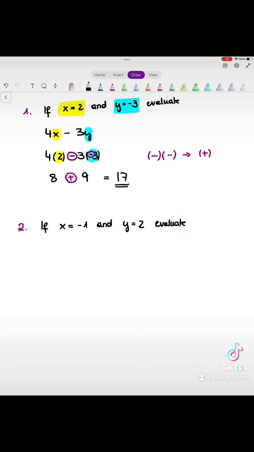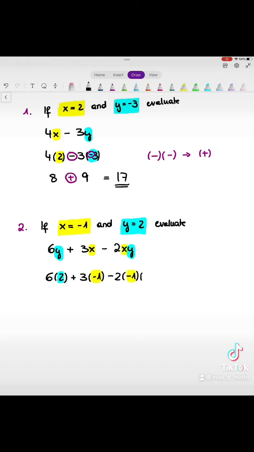In the second exercise, we now have x is equal to -1 and y is equal to 2 as our values, and we are supposed to evaluate 6y plus 3x minus 2xy for these values. Highlight every x in one color and every y in another color, and then input the number values in the right position. So instead of 6y, we are going to write 6 times 2. And instead of 3x, we're going to write 3 times -1. And important, put a bracket around the -1 to indicate that we're multiplying.